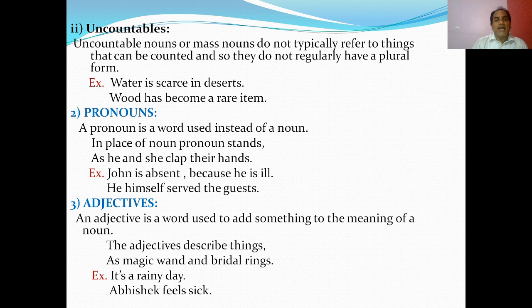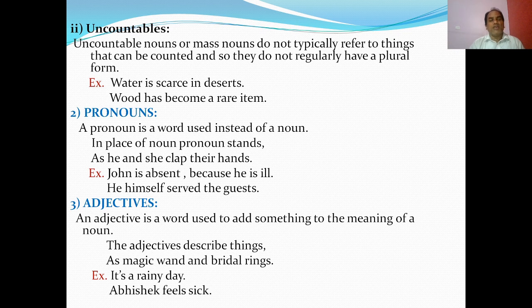Uncountable nouns, or mass nouns. The other name of uncountable nouns is mass nouns. They do not typically refer to things that can be counted, and so they do not regularly have a plural form.